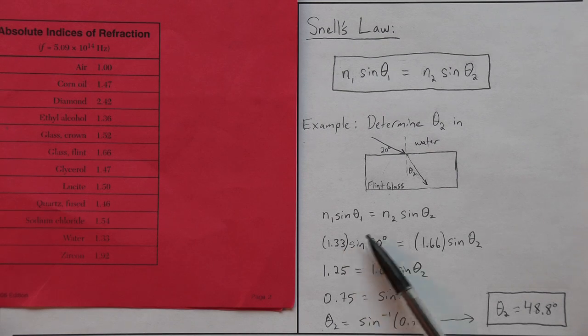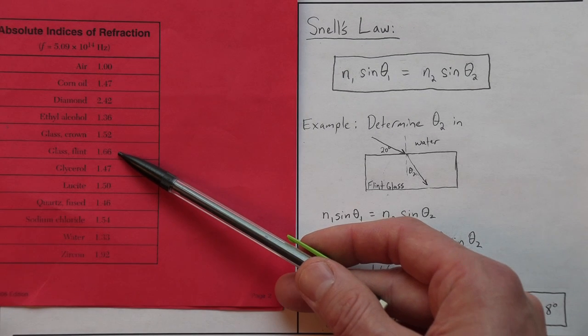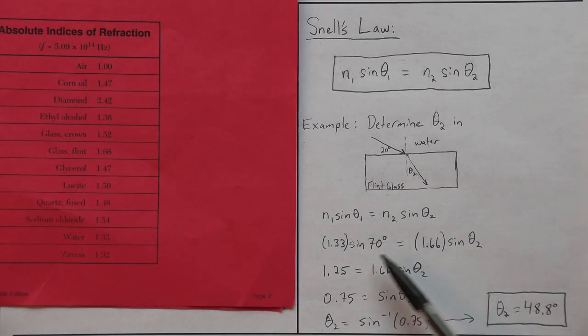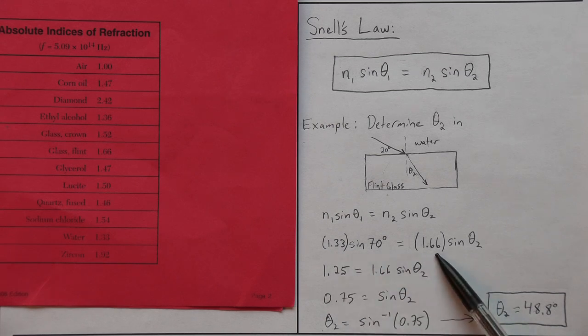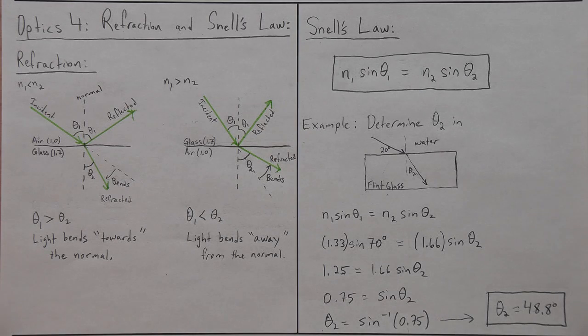And then in substance 2, that's the flint glass. So I look up glass, comma, flint, 1.66. So that's what goes in right there. So I've got my two indices, water and glass. Okay. The angles.